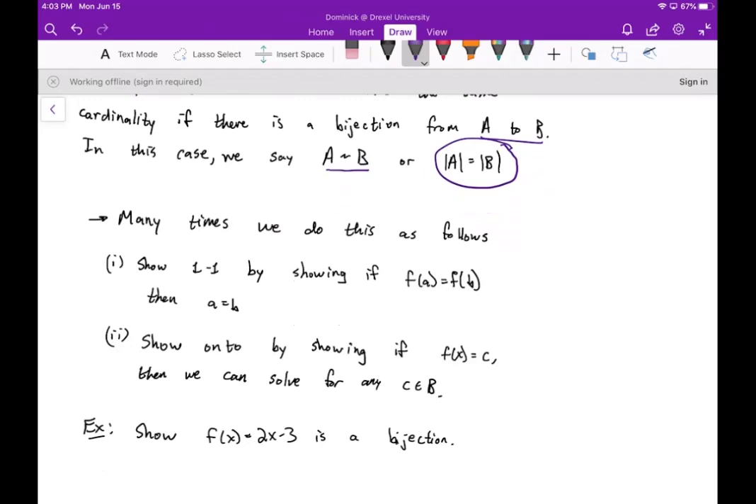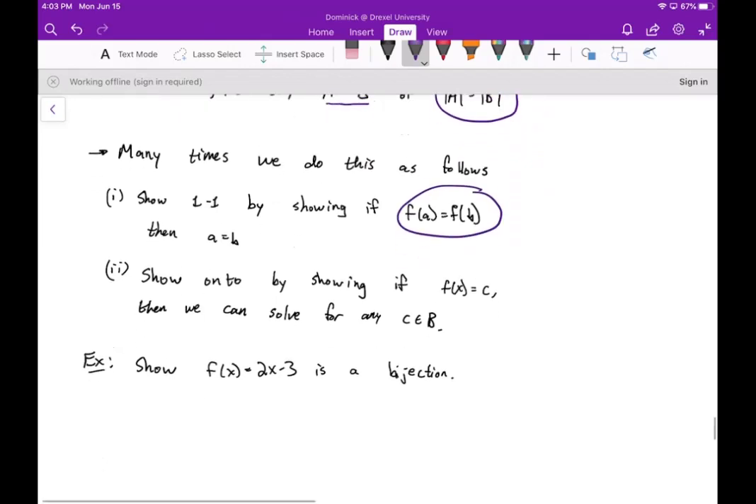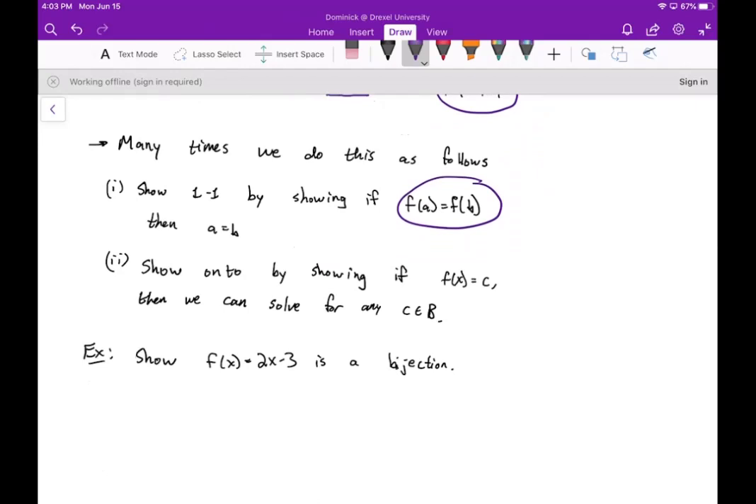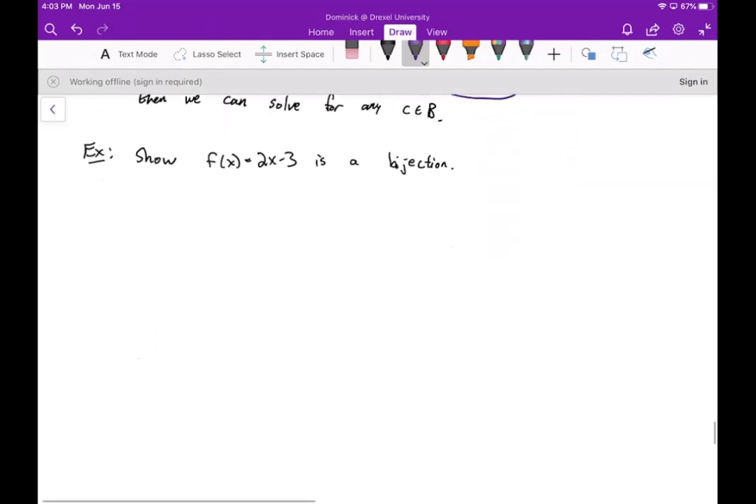So most of the time we do this as follows. We show that it's one-to-one by showing that if f of a is equal to f of b, then that implies that a equals b. And we show that it's onto by showing that if f of x is equal to some c, for some c in your codomain, which we'll say is just B for now, then you can solve this for any c that's in B. Okay. So for example, let's show that f of x equals 2x minus 3 is a bijection, and we'll assume that this is going from R to R.